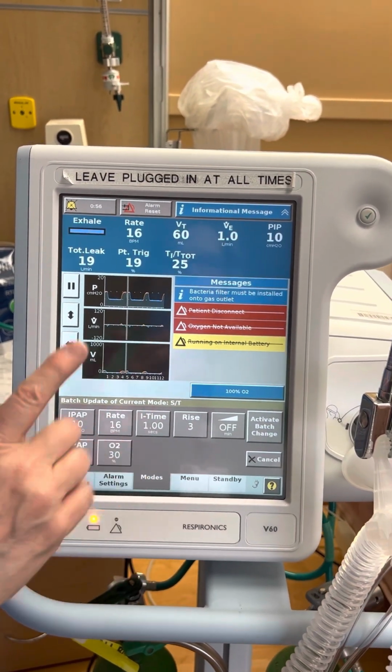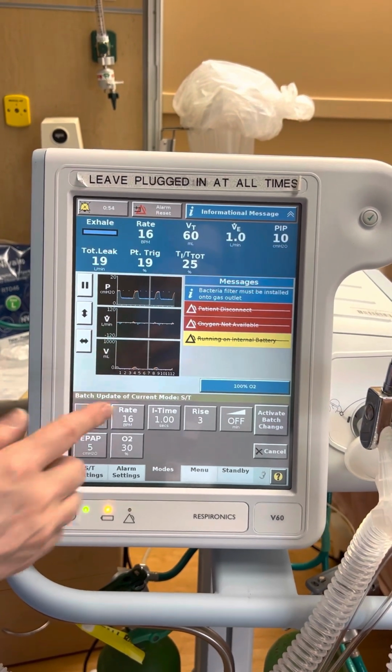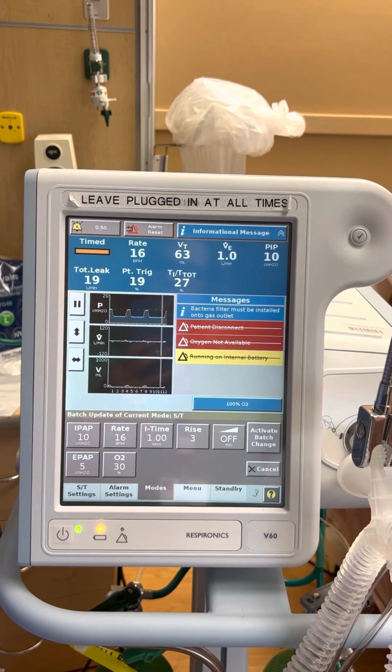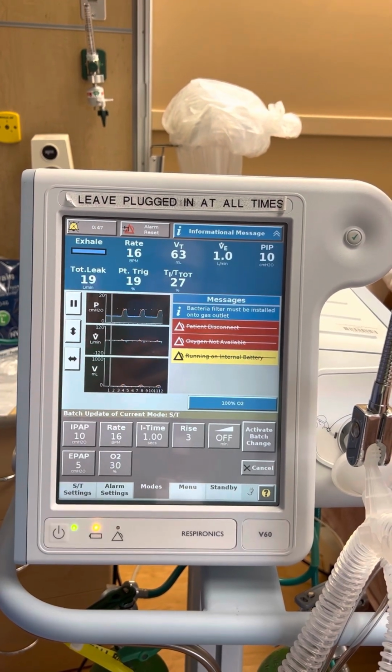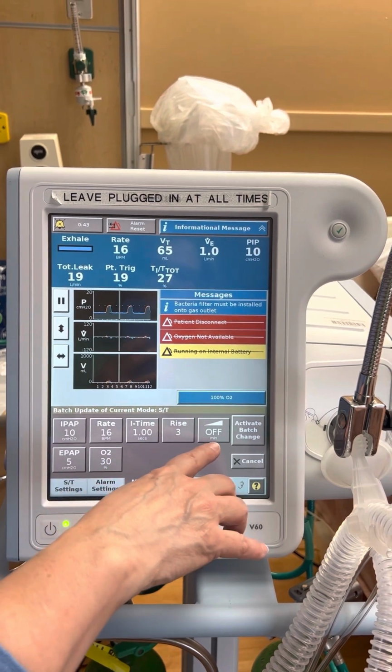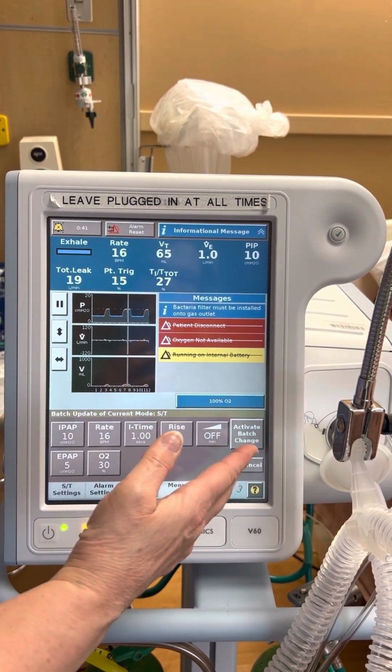Your I time, always shoot for 1. You're pretty safe going with 1. I time drives how fast they're getting their breath, and it also drives what their IE ratio is. Rise time, leave at 3, and the ramp, 90% of the time you're going to leave that off.